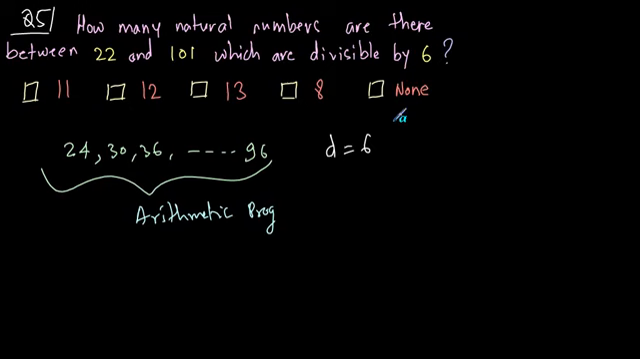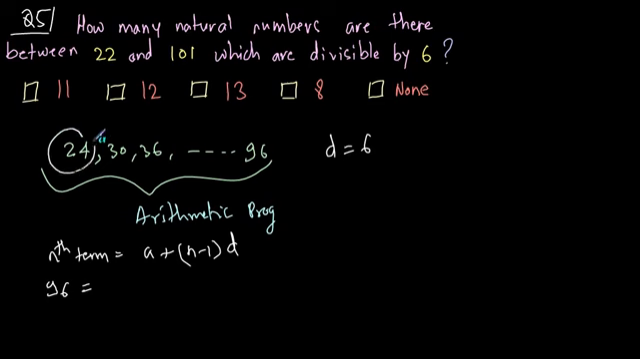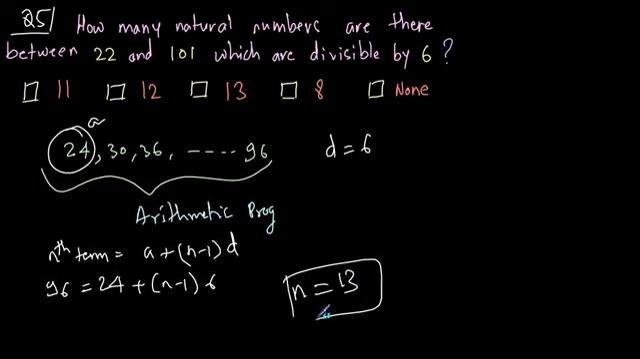Now you have to find the total numbers which are there in this series. Just use the formula. You know the last term, so you can use nth term is equal to a plus n minus 1 d. This is the formula for the nth term. So the last term would give us the number of terms. The last term is 96, which is equal to a, the first term, 24, plus n minus 1 into d. d is 6. Now solving this would give n is equal to 13. If you solve this, n would come out as 13. So that's it. The answer is 13.